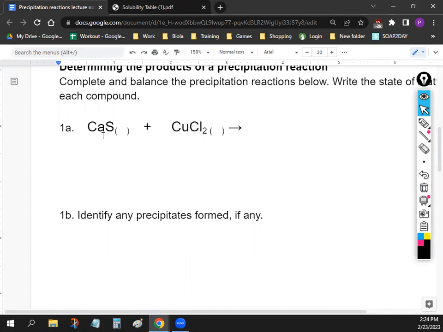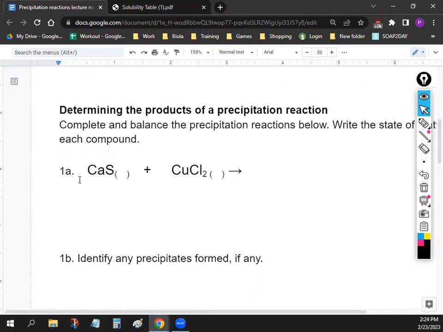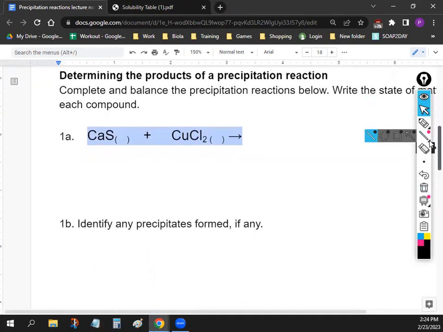I'm going to teach you guys how to do it. I'm going to give you about a minute to copy this down, and I want you to do the same thing: figure out if it dissolves in water or not. Copy down this equation, figure out if it's soluble or insoluble. You can write AQ or S. Then I'll teach you how to find the right side of the equation.